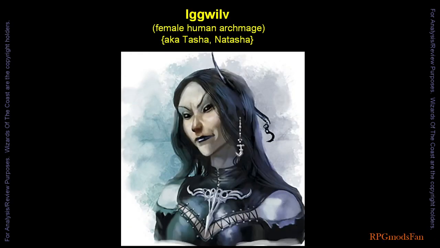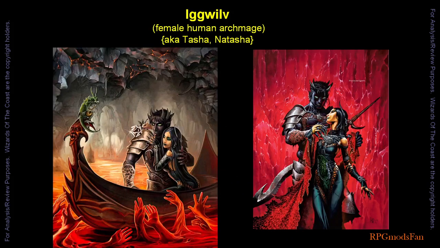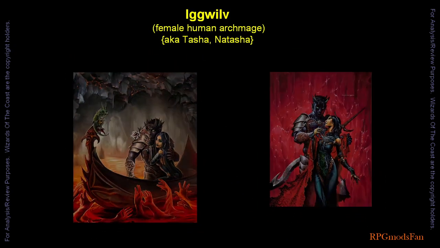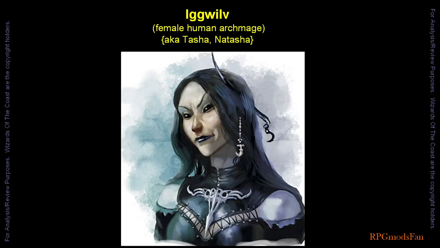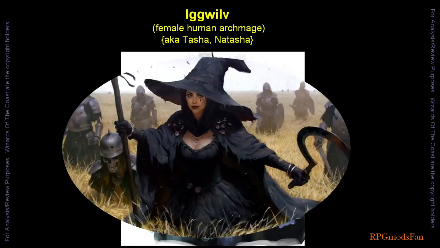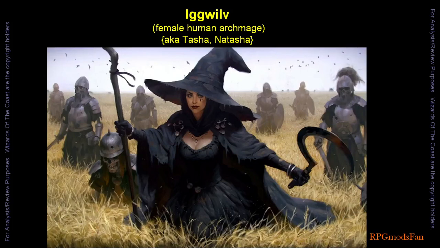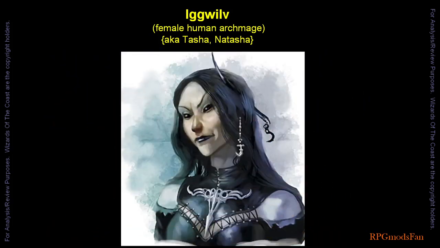Iggwilv has many titles. Beloved and hated of the demon prince Graz'zt, matriarch of diabolists, mother of Iuz, daughter of Baba Yaga, apprentice of Zagyg, and the witch queen of Perrinland, which she ruled as a tyrant. Also known as Tasha, or Natasha, and the alias Zybilna, Iggwilv was a demonologist and an archmage from Oerth, which is the world in which the Greyhawk campaign setting takes place.